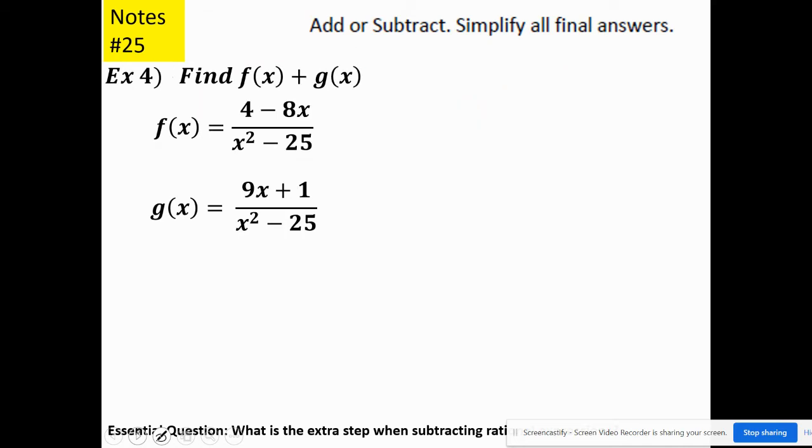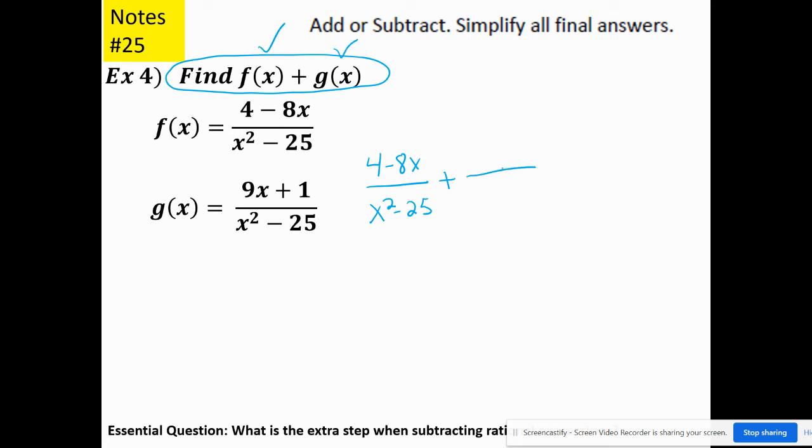All right, let's try another one. Oh, this one's just an add this time. So write that direction down. Okay, so let's write f of x. So 4 minus 8x over x squared minus 25 plus the g of x. So that would be this one, right? Because we wrote the f of x. So g of x is 9x plus 1 over x squared minus 25.